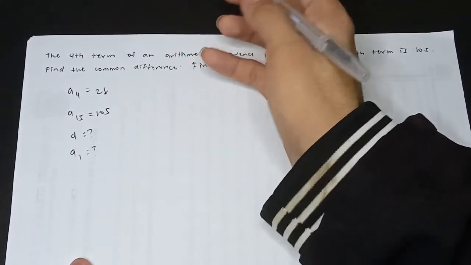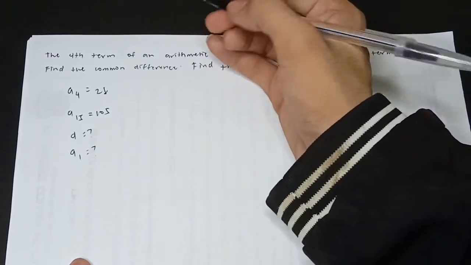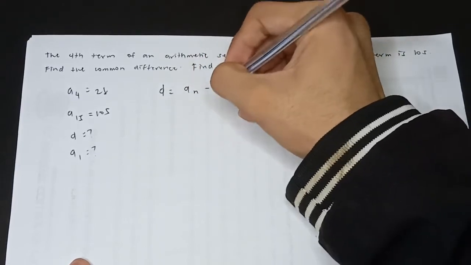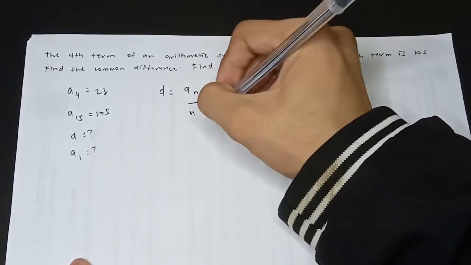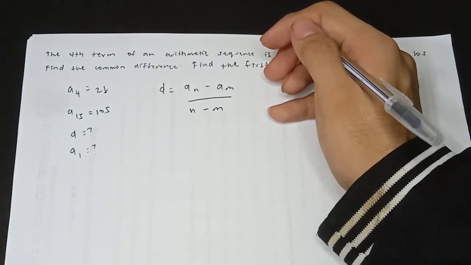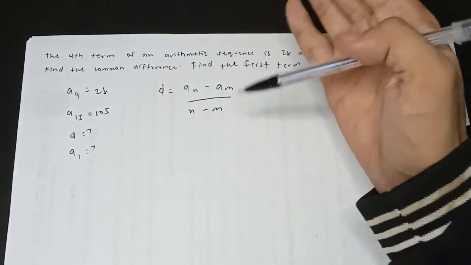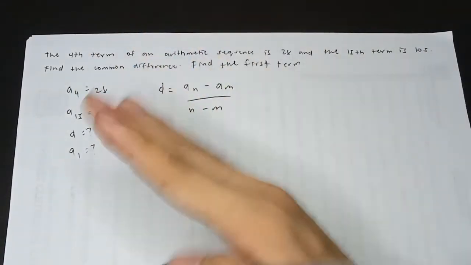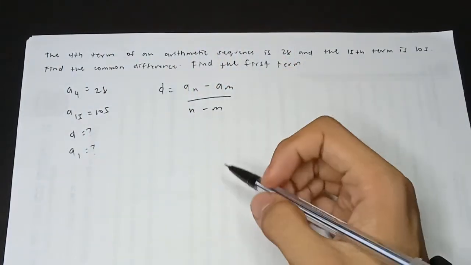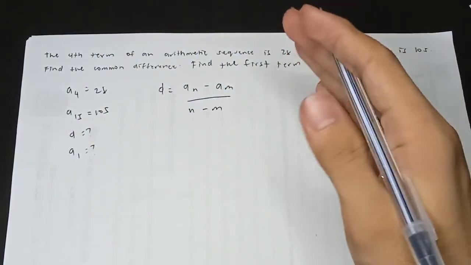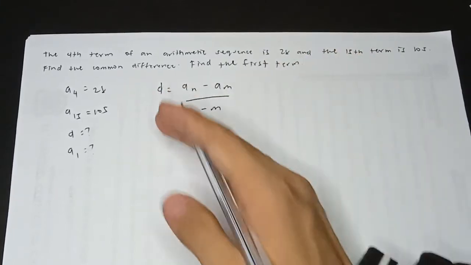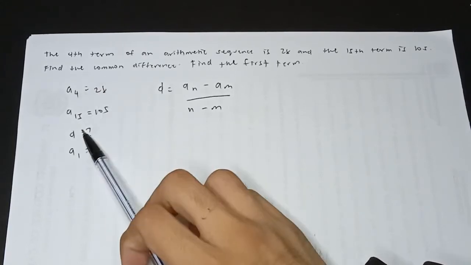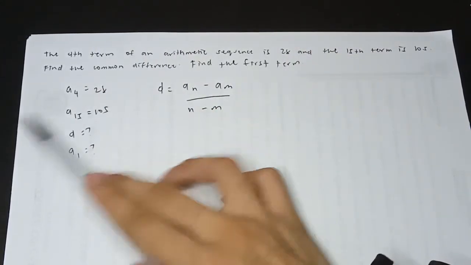So, paano makukuha kapag magkalayo yung term? Meron tayong formula dyan na gagamitin. Okay, so d is equal to a sub n minus a sub m all over n minus m. So, ano yung n tsaka m dito? Okay, so n, yung pinakamalayong term, yung nandito sa kanan. And m is yung pinakamalapit na term, yung nandito sa kaliwa. Okay, so kung isusulat natin sila isa-isa, yung n natin is yung nasa kanan and yung m natin is nasa kaliwa. Okay, so dito sa given natin, a sub 4 and a sub 15. Yung a sub 15 natin yung nasa kanan and a sub 4 natin yung nasa kaliwa.